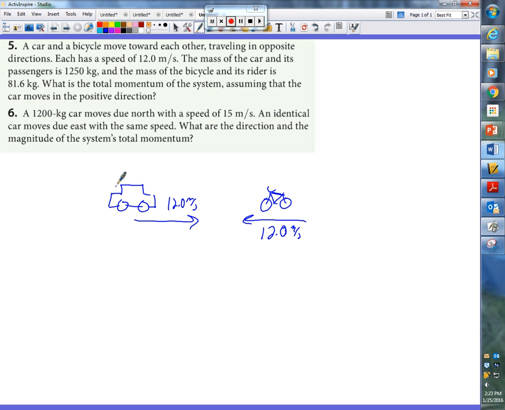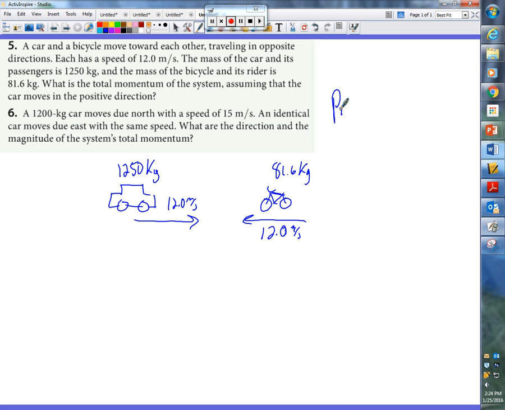And very different masses, however. 1,250 kilograms on this side and 81.6 kilograms on this side. Both have their passengers' masses included. Now, they're treating both the car and the bicycle as one system. They want to know the total momentum of the system.